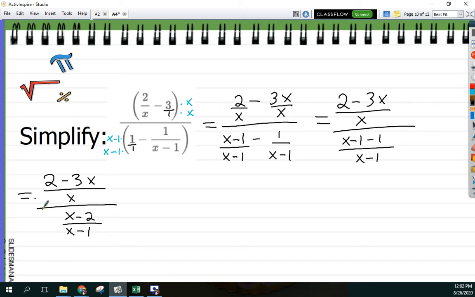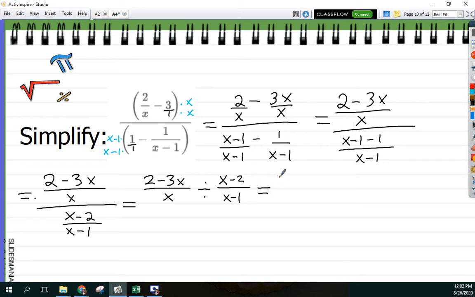However, recall from our previous examples when we did division, we looked at that and tried to change it to a multiplication problem. And hopefully we remember that a fraction bar is just another way of writing division. So if we wanted to, we could write this as 2 minus 3x divided by x, divided by x minus 2 divided by x minus 1. And now we can do that same process. It looks really similar to one of the previous examples that we did.